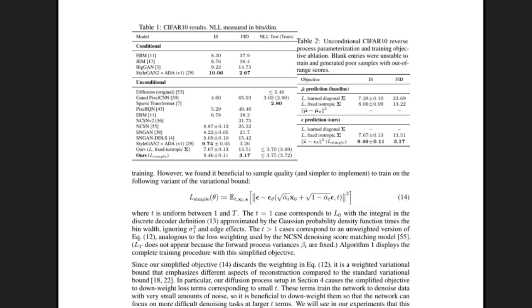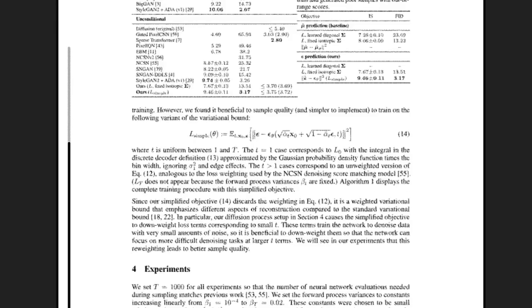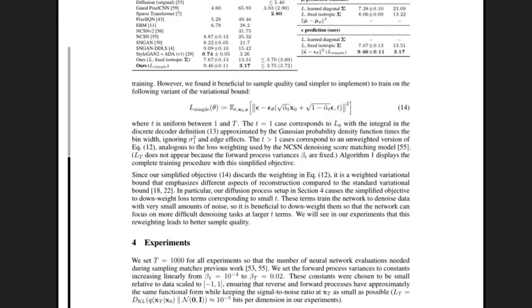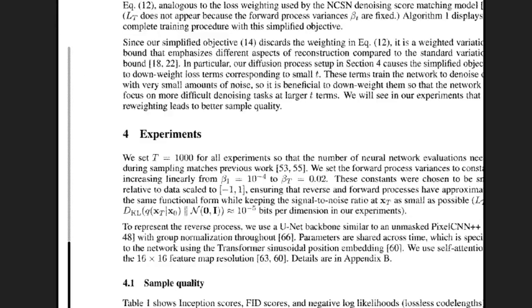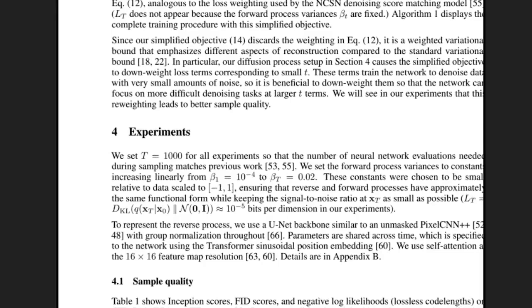For the experiments, they say they take T equals 1000 for all experiments. They show that with T equals 1000 and your variance schedule going from 10 minus 4 to 0.02, you have the KL divergence between your forward process at step big T, so at step 1000, and your isotropic Gaussian distribution, which is at 10 minus 5, so very close to 0.